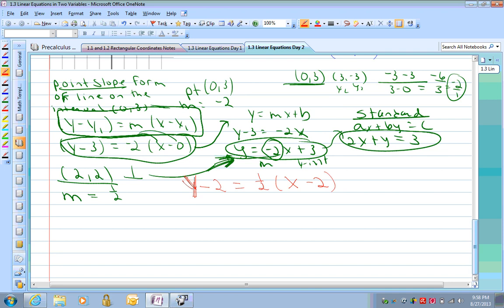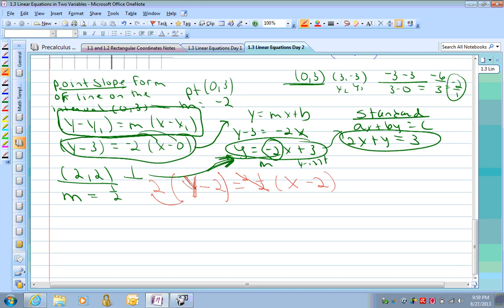Now, there's a couple of things that we can do. We can leave it like this if it's point-slope. If we wanted slope-intercept form, we could distribute, and this one comes out pretty easy. But let's clear the fraction. I'm going to put this in parentheses and multiply this side by a 2 to get rid of my 1/2. And I'm going to multiply this side by a 2 because whatever I do to one side of an equation, I have to do to the other side.